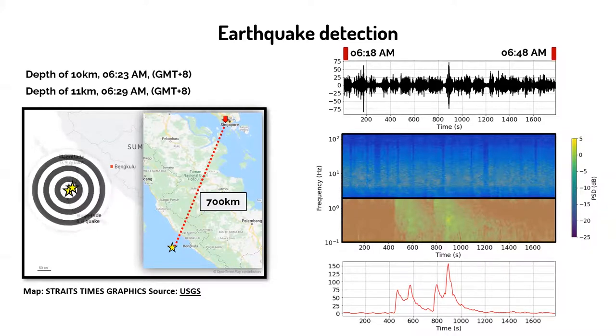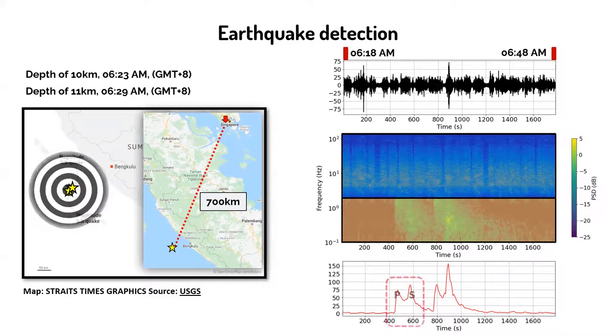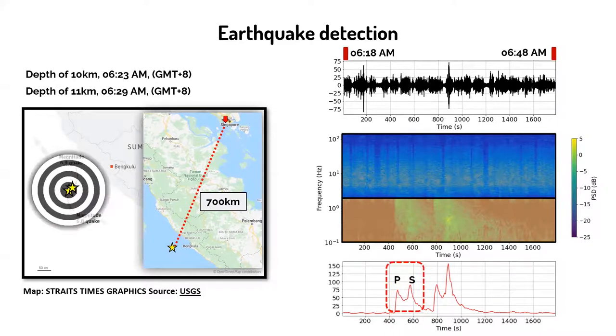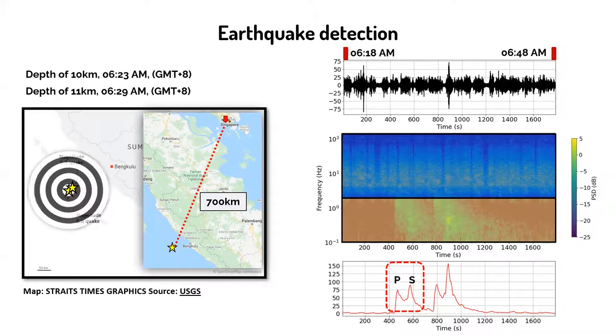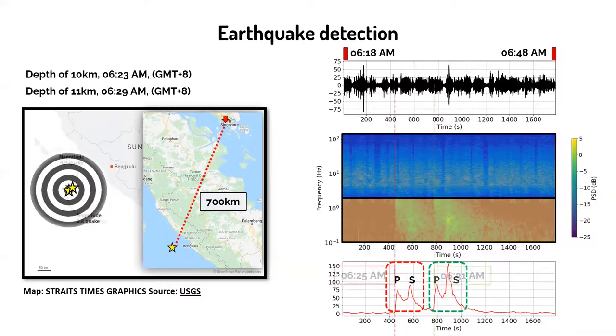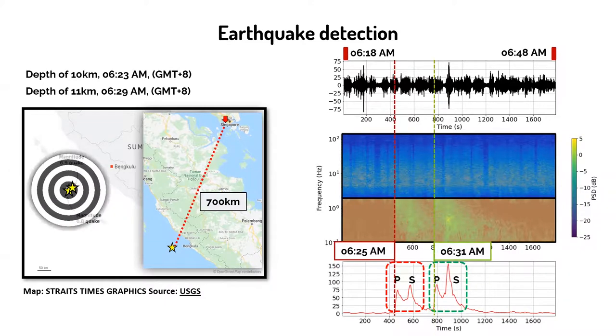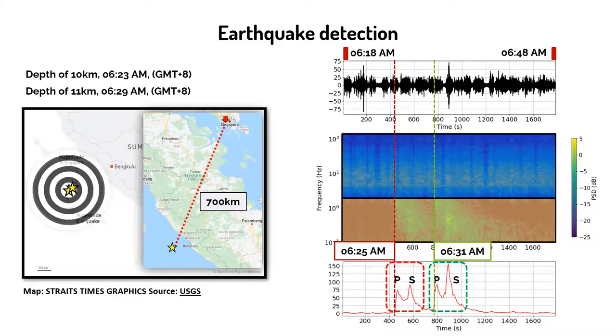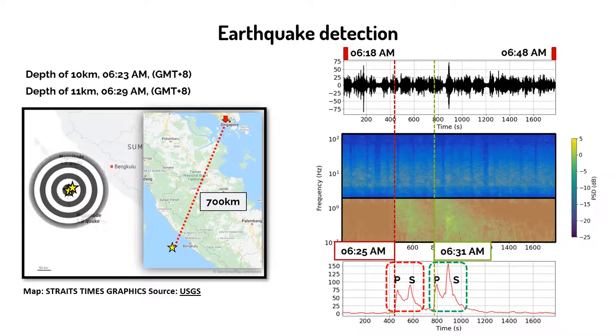From the average power spectral density within this band, the arrival time of the earthquake can be easily identified. P and S waves from the first earthquake can be observed at the time of 450 seconds and 550 seconds. And P and S waves from the second quake can be identified at the time of 780 seconds and 880 seconds. This clear separation in frequency can be used to detect earthquakes even in noisier locations such as a highway site.